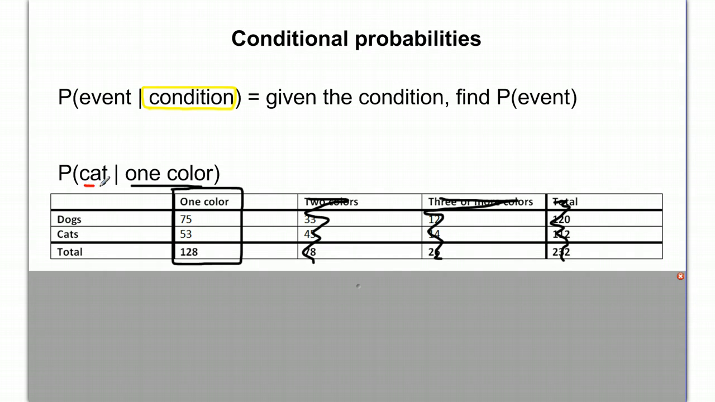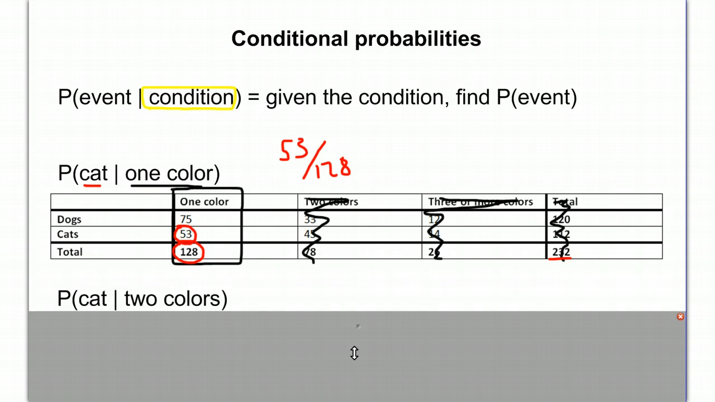Now, what's the probability of finding a cat? Well, now it's an easy problem. There's 53 cats out of 128 total. The reason that I like to cross it out is because the problem becomes very obvious when you do that. Otherwise, you might get confused with this total down here, this 232.